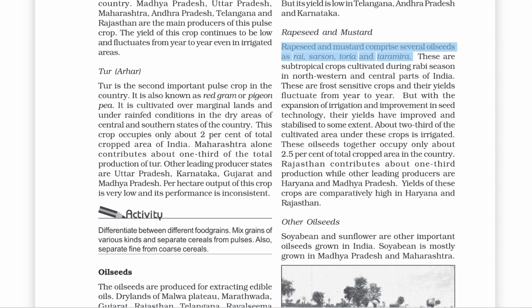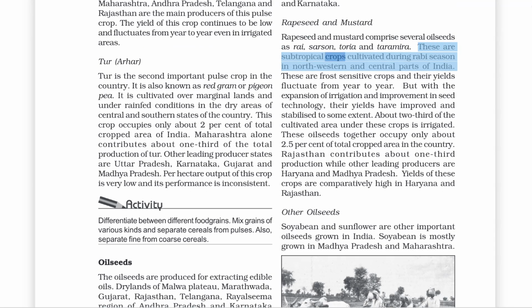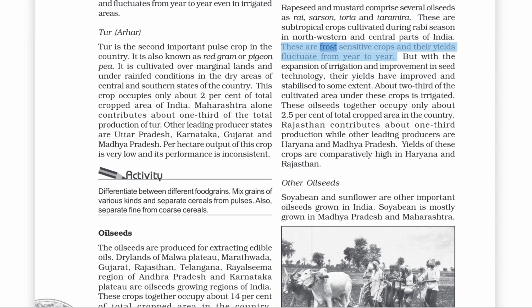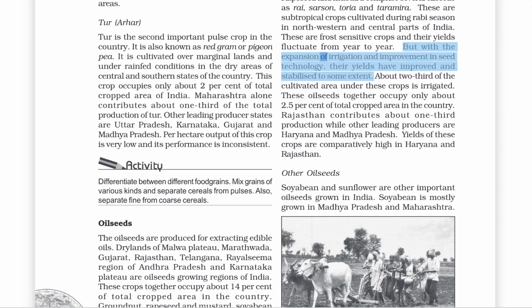Rapeseed and mustard. Rapeseed and mustard comprise several oilseeds such as rai, sarson, toria, and taramira. These are subtropical crops cultivated during Rabi season in northwestern and central parts of India. These are frost-sensitive crops and their yields fluctuate from year to year. But with the expansion of irrigation and improvement in seed technology, their yields have improved and stabilized to some extent.